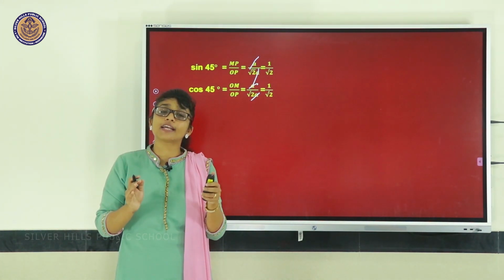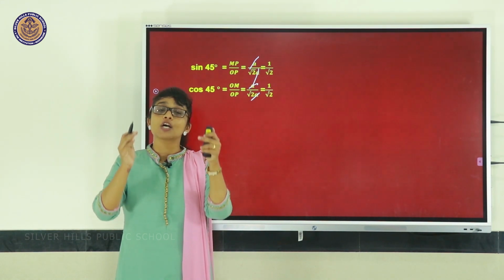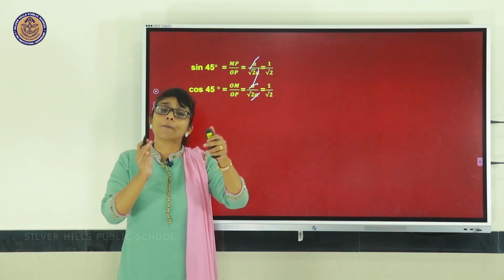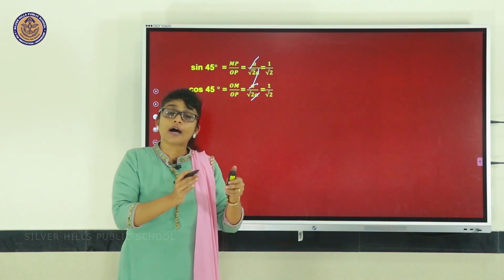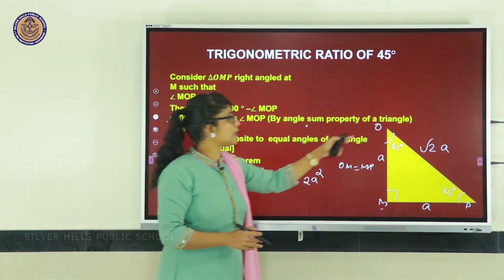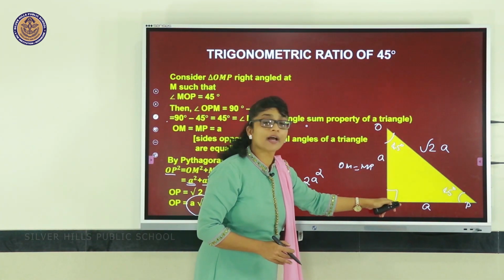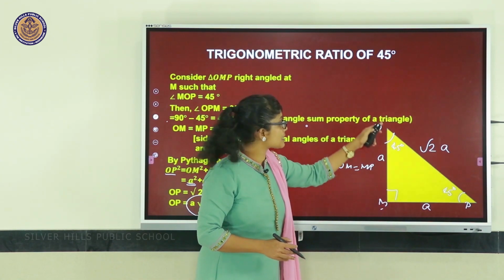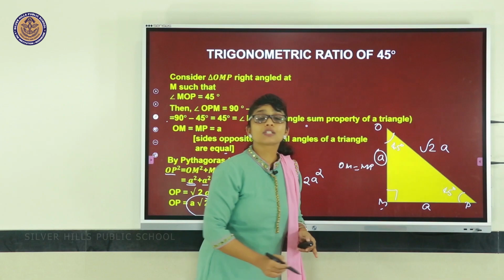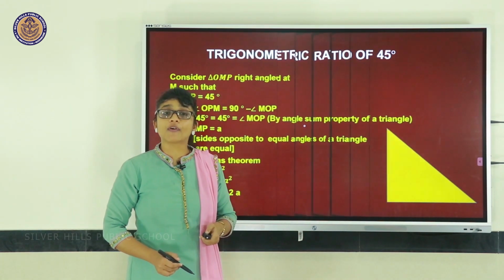And the third one is tan theta, that is opposite side by adjacent side, or opposite to angle theta by adjacent to angle theta. Here what is the opposite to angle 45? It is A. What is the adjacent to angle 45? That is also A. So, what is tan 45?